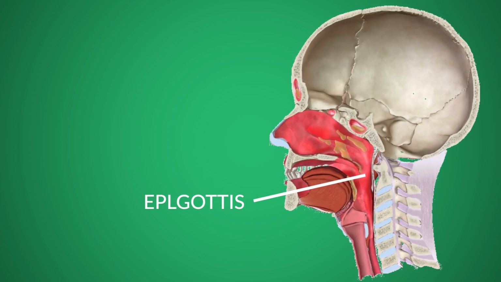From the pharynx, air enters into the larynx. The larynx is a stiff box which consists of a pair of vocal cords. These vocal cords vibrate when air enters inside and produce sound.